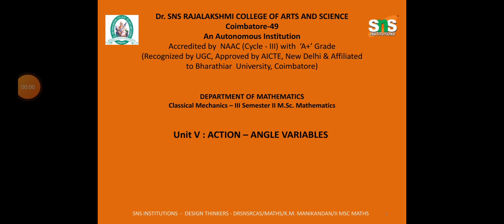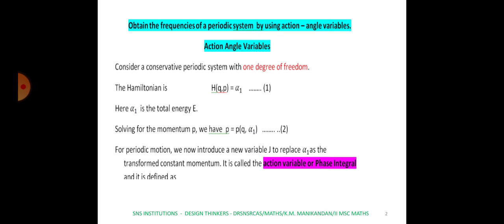Good morning. Today we are going to discuss the topic of action angle variables, which is an important concept in classical mechanics. Using action angle variables, we are going to find the frequencies of a periodic system. For this, let us take a conservative periodic system with one degree of freedom.